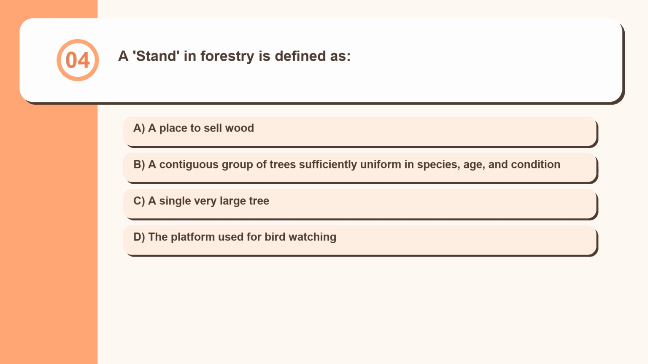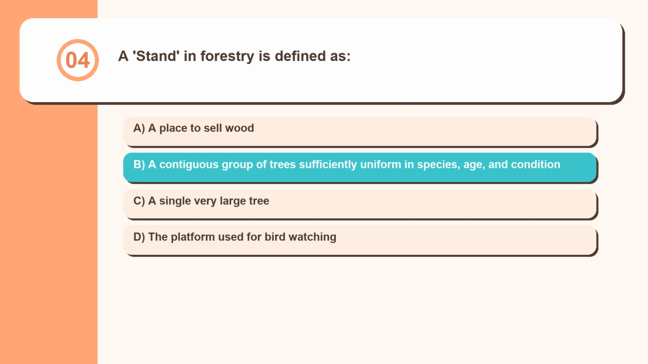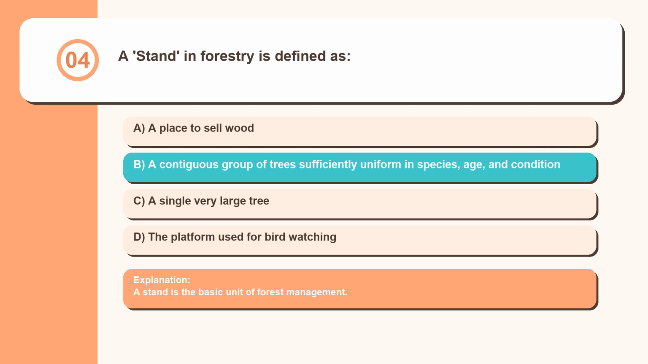Question 4. A stand in forestry is defined as a place to sell wood. A contiguous group of trees sufficiently uniform in species, age, and condition. A single very large tree. The platform used for bird watching. A stand is the basic unit of forest management.